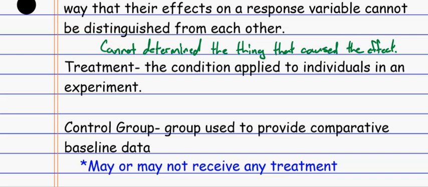Okay, and so the treatment is what we are giving them to see what the effect is. It's that explanatory variable within our experiment. The control group might just not have received that, and that's what we're using as baseline. Or they might be receiving an older treatment or a different treatment, so we can compare our new treatment and see if it causes a better effect. Okay.